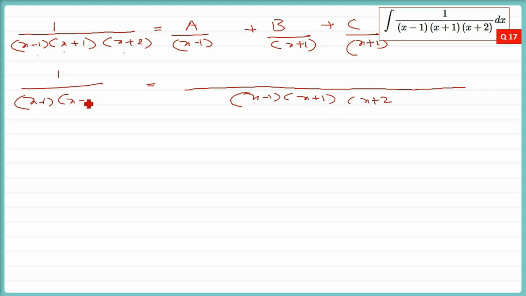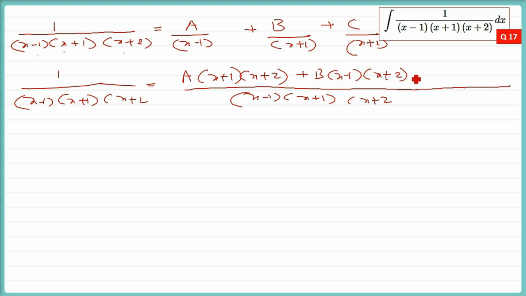This is the actual integration material, but we are trying to divide this into partial fractions. So when we write a, anything except x minus 1, that is x plus 1 and x plus 2, will come. With capital B, anything except x plus 1, that is x minus 1 into x plus 2, will be multiplied. With c, x minus 1 and x plus 1 will be multiplied. Now this denominator gets cancelled.